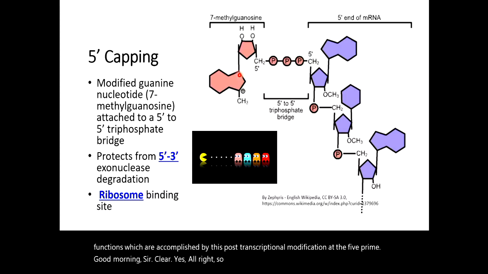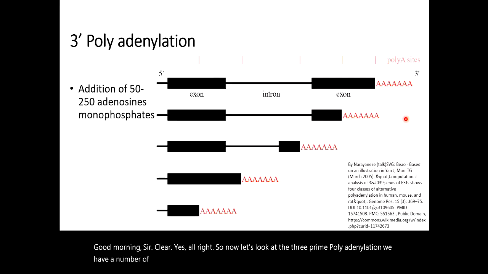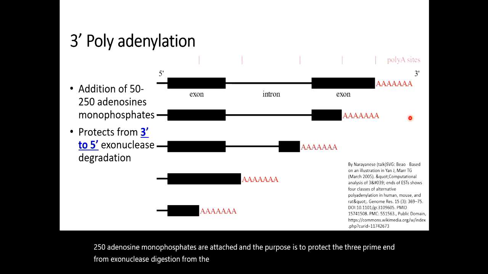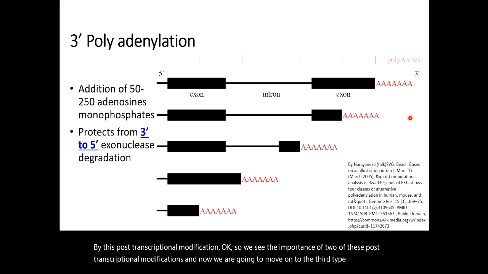So now let's look at the 3' polyadenylation, where you have a number of adenosine monophosphates which are linked. Around 50 to 250 adenosine monophosphates are attached, and the purpose is to protect the 3' end from exonuclease digestion from the 3' to the 5' end. So we see that both ends of the mRNA are protected by these post-transcriptional modifications. Now we are going to move on to the third type of post-transcriptional modification, which is mRNA splicing.